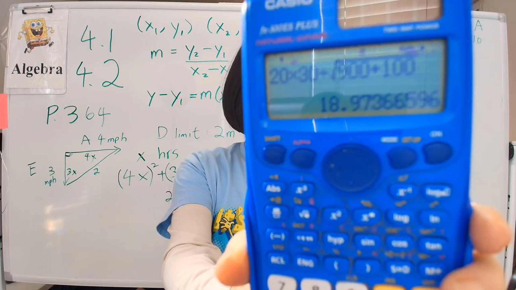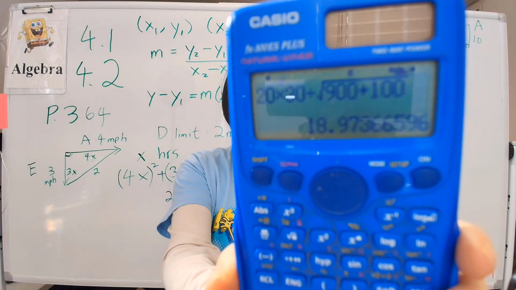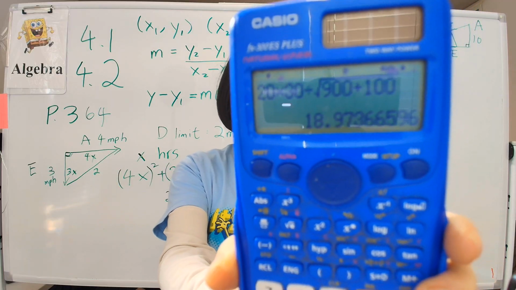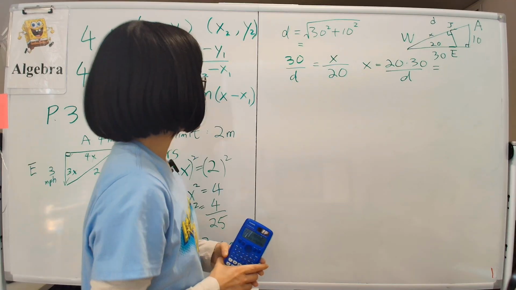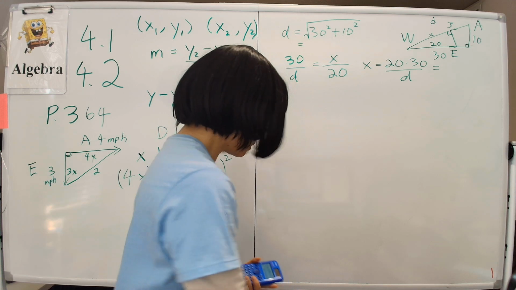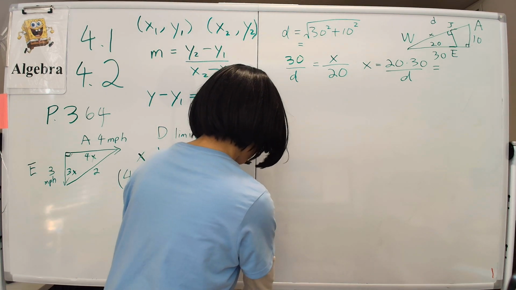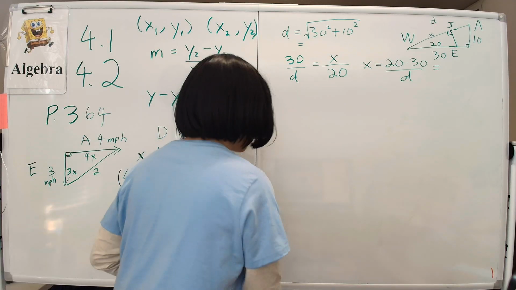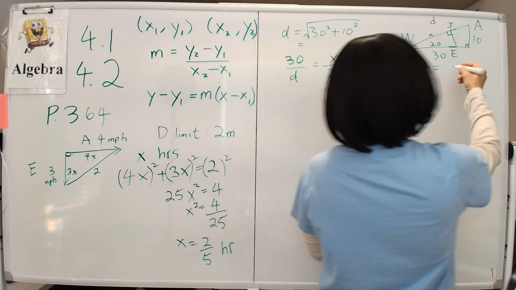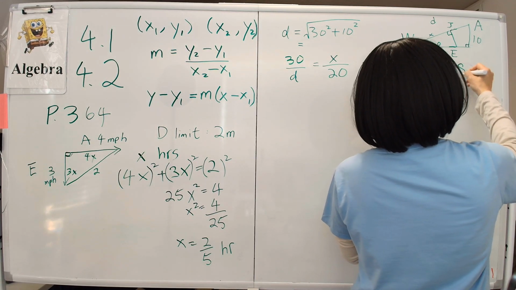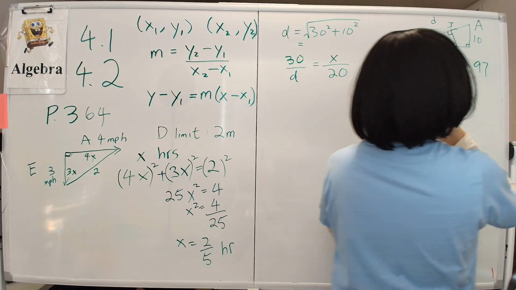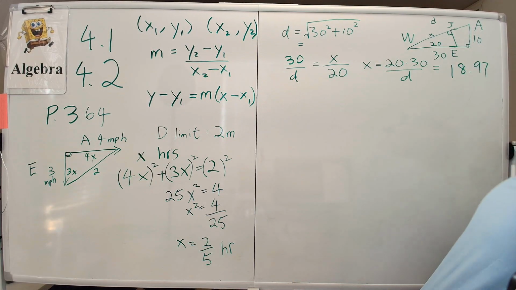So you have 20 times 30, which equals 900, divided by 900 plus 100, which is 18.97, and that is actually the right answer according to the book. So I will write that down here. This thing is 18.97, whatever that is, miles, something.